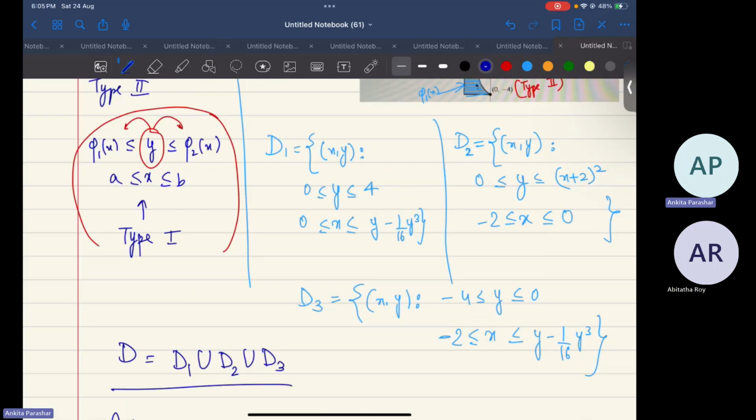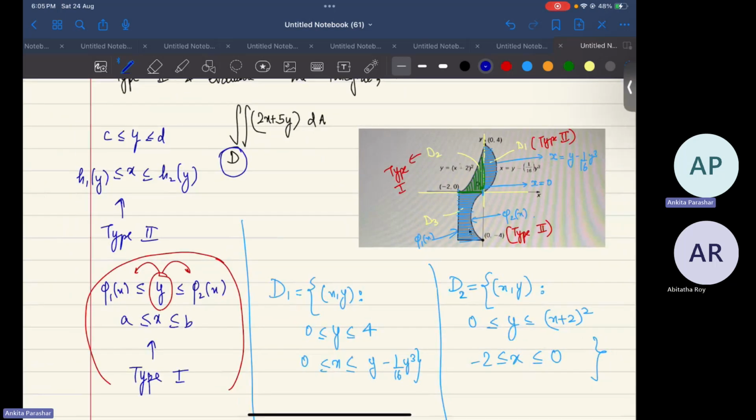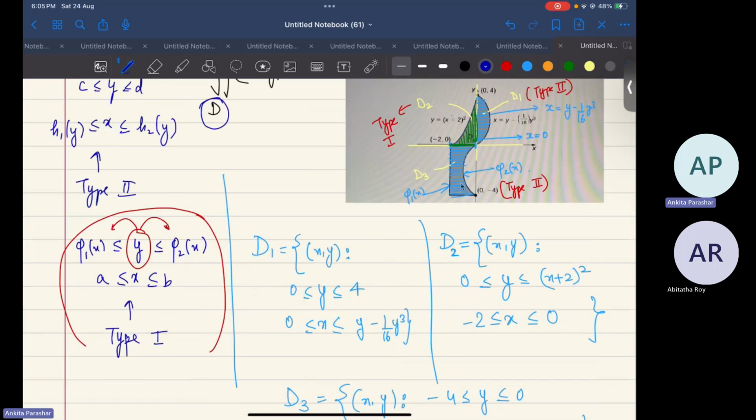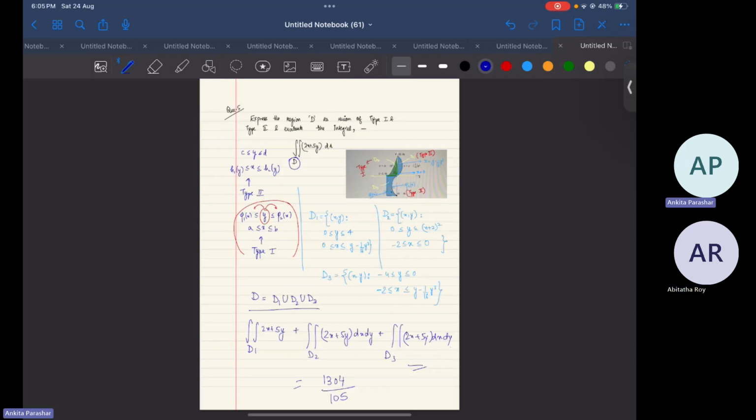I think with this you should be able to understand now type 1, type 2. Sometimes we do not know how to integrate the function fully, but we can partition it, do it in parts, and sum up all to get the complete answer.